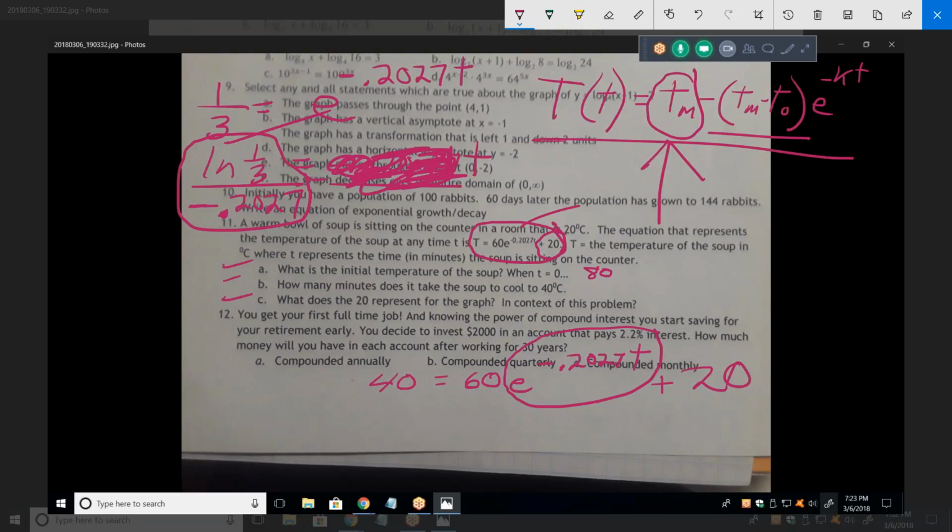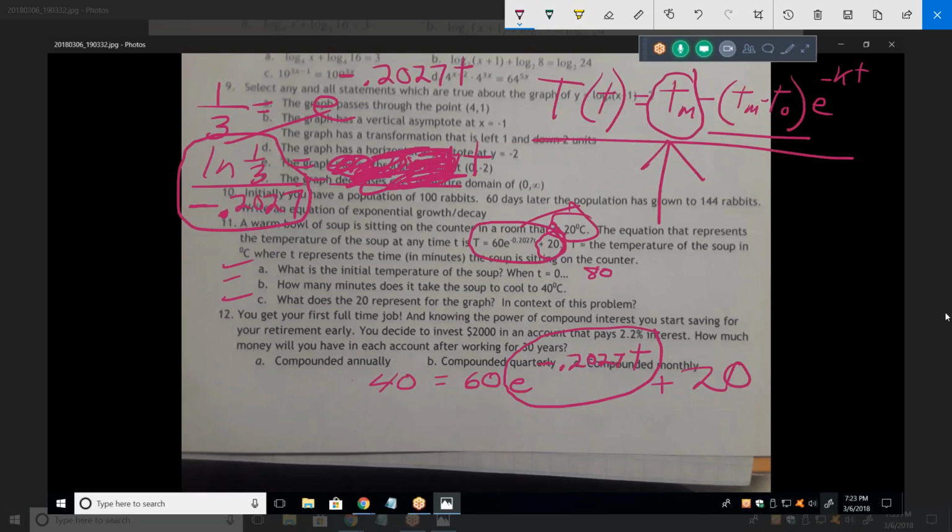So what does the 20 represent for the graph? I guess it would be a vertical shift up of 20. In the context of this problem, it represents the temperature of the medium. Okay. Because of Newton's law of cooling.